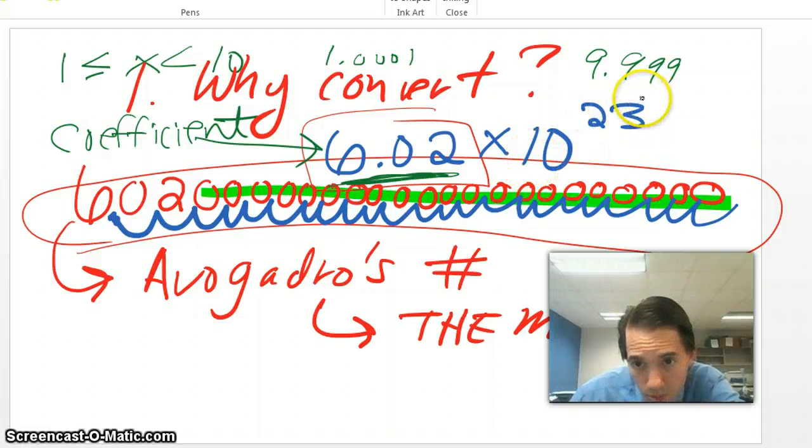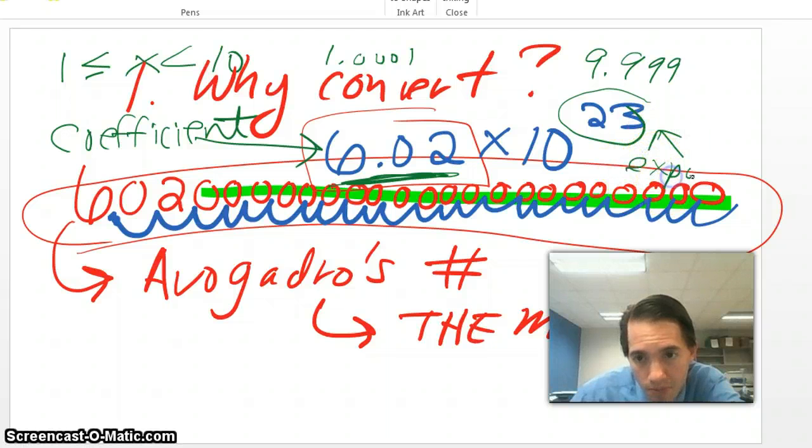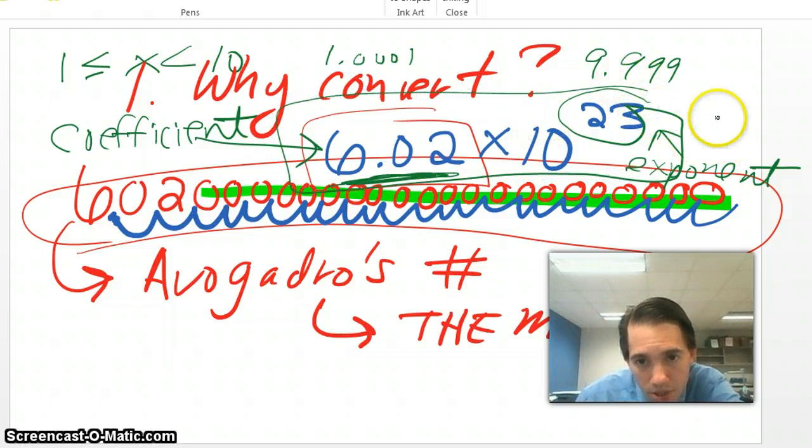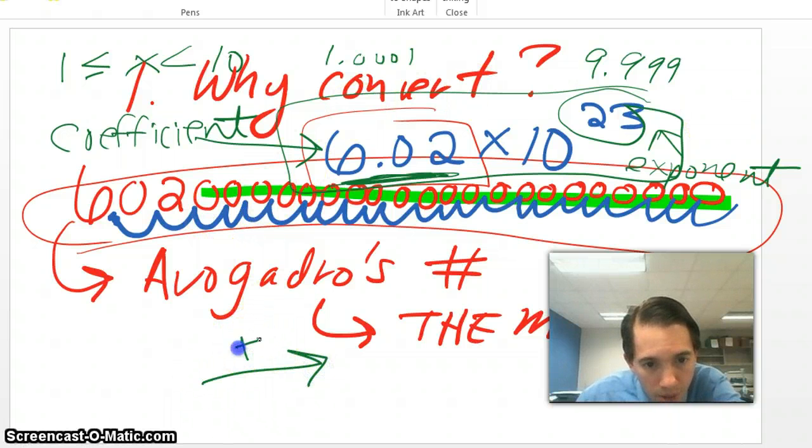Now you'll notice that this number up here, the exponent, or power, is actually going to be positive. It's positive because I moved my decimal point 23 times. What does that mean? It means that this is a very big number. So whenever the exponent is positive, it means that this is a big number. If I were to move it the other way, it would make the exponent negative.